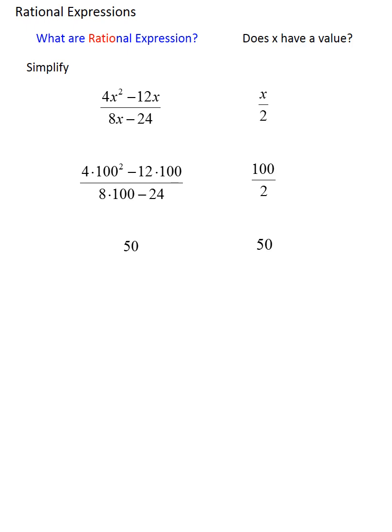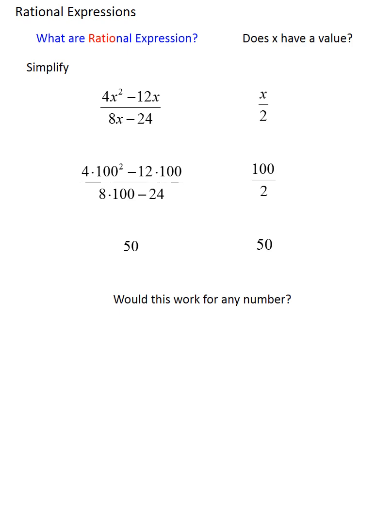To say that this original problem simplifies to x over 2 means that whatever number I were to plug into the complicated original expression, I should get the same answer as if I plug that number into x over 2, as shown here with the specific example of x being 100.